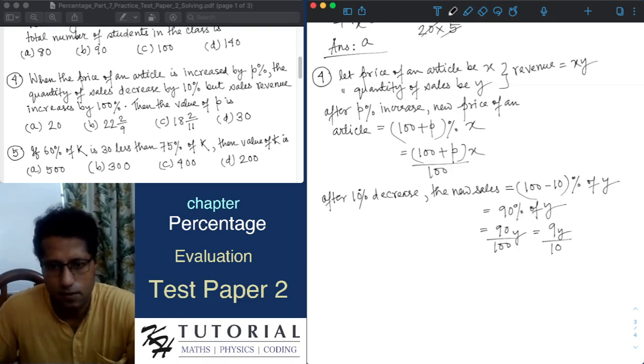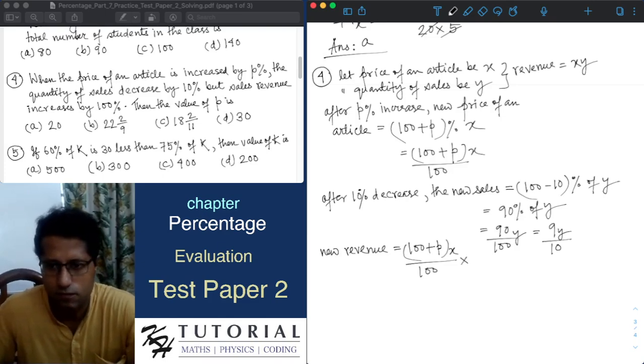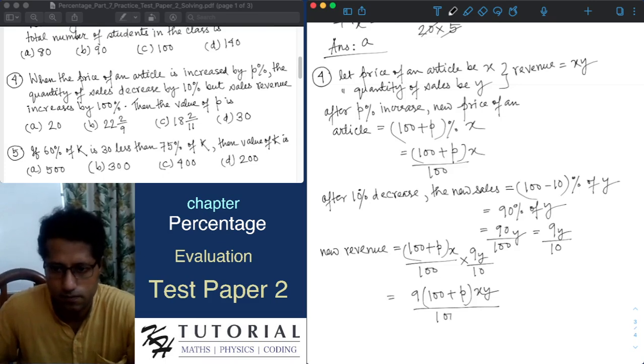So we can now say the new revenue will be the new price of the article, which is 100 plus P into X by 100, multiplied by the new sales, which is 9Y by 10. This equals 9 into 100 plus P XY divided by 1000.